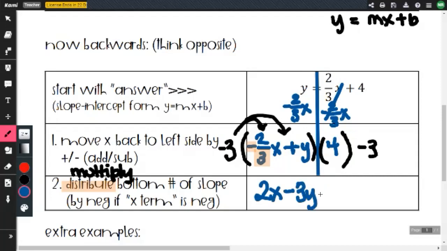-3y. Now remember that line does represent an equal sign, so I'm going to bring down my equal sign, and on the other side, -3 times 4 is -12. And you now have an equation that's in standard form.